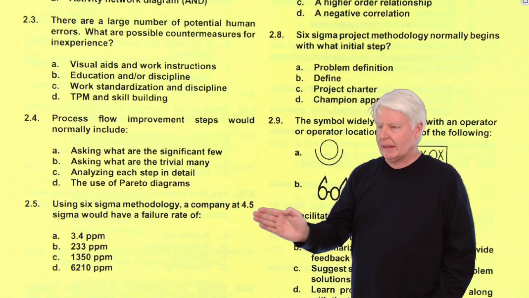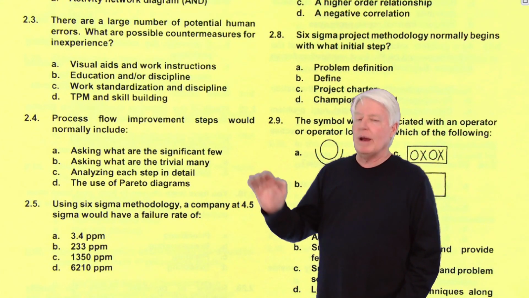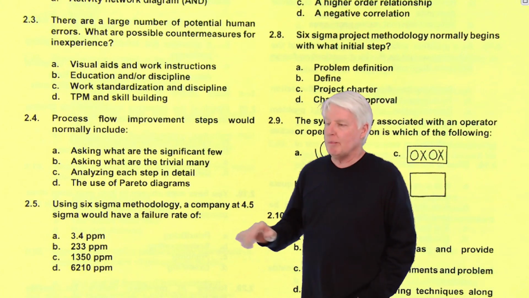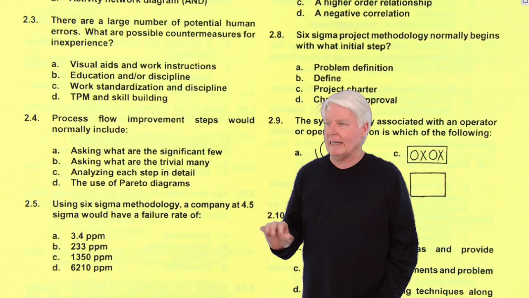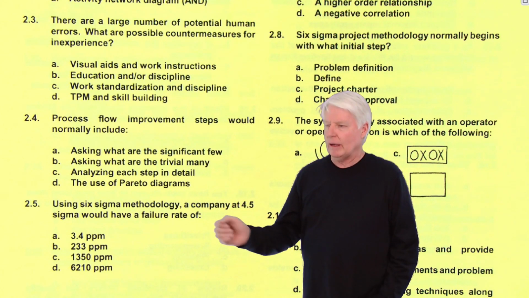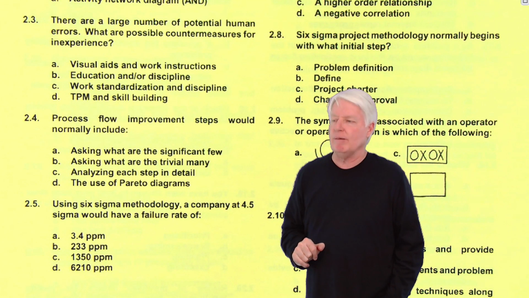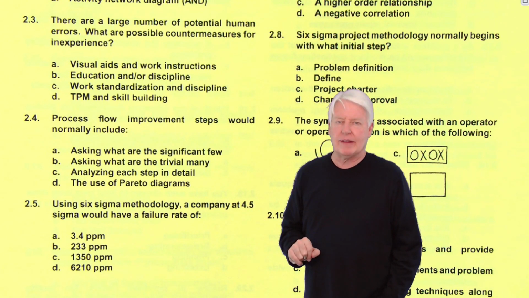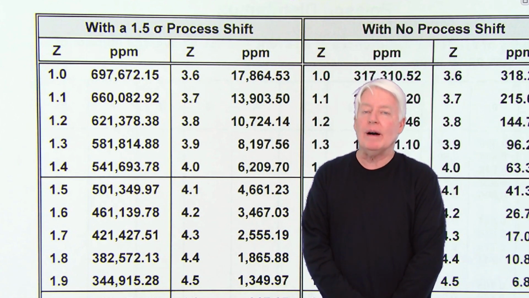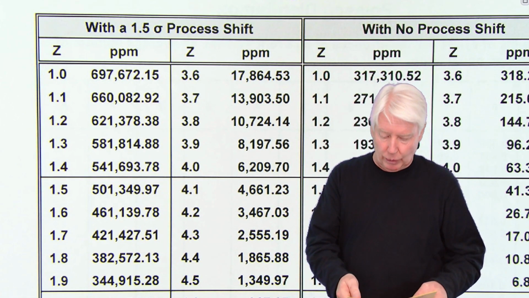Using Six Sigma methodology, a company at 4.5 sigma would have a failure rate of what? All right, we're going to go back to the appendix of the primer and use that same table we did with question 1. Only we're going to look up 4.5 sigma, and we're going to see what the ppm level is of that. So let's go to the back of the primer and check that table out. All right, here we are in the appendix of the primer, and notice what they said here. I'm going to read it again.